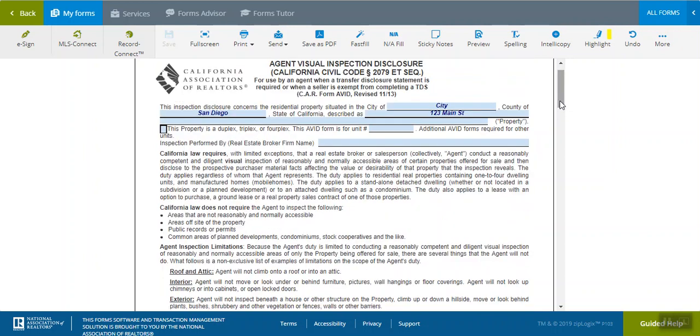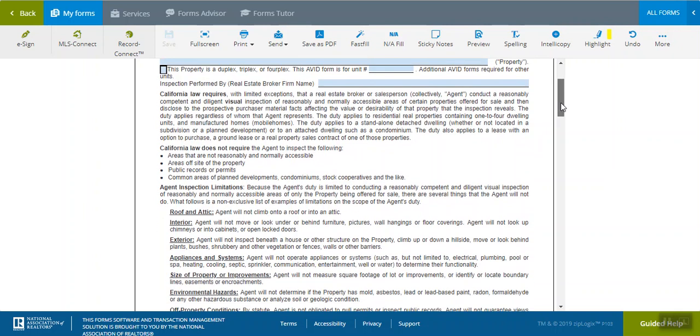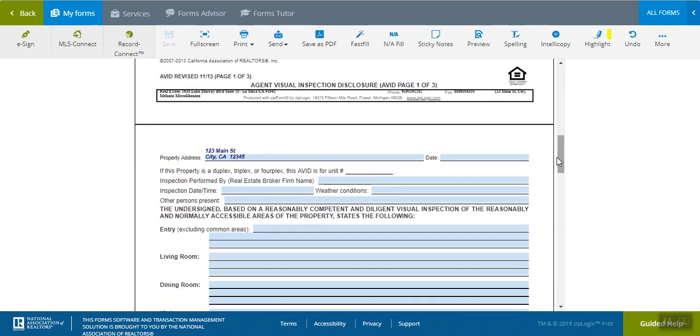On top of the first page, you state the property's address and the brokerage performing the visual inspection. Then you go room by room to identify visual defects. On the second page, you're going to state the date, time, weather conditions, and if anyone else was present during the inspection.